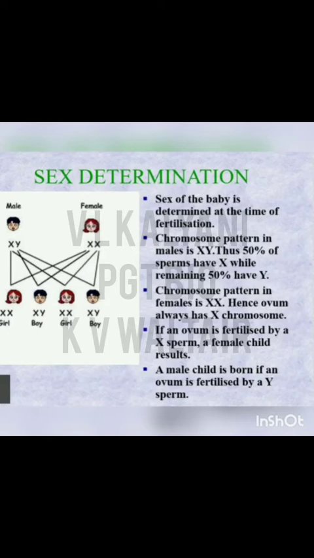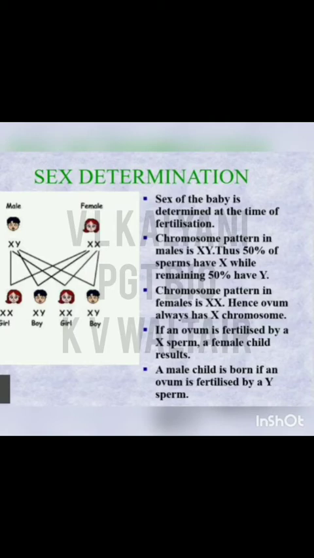So when the X chromosome of the female fuses with the X chromosome of the male, what will be the sex of the child? That will be female. If the X chromosome of the female fuses with the gamete carrying the Y chromosome, then it will be a male child. So this is what you have learned already about sex determination.